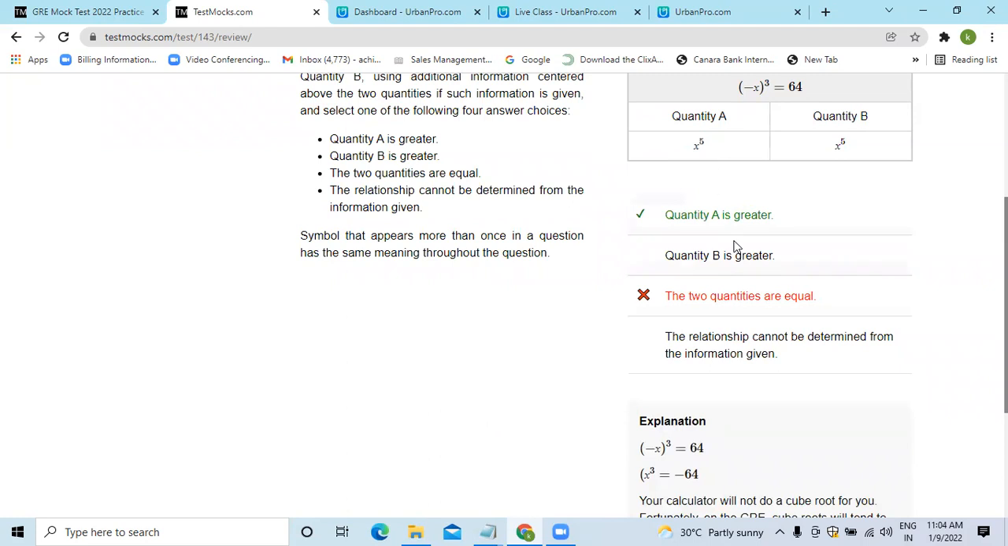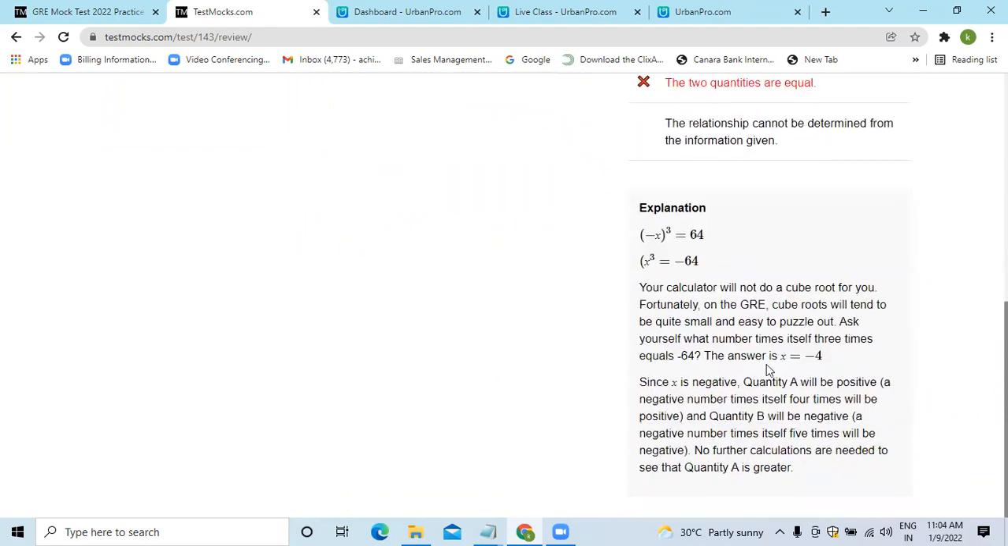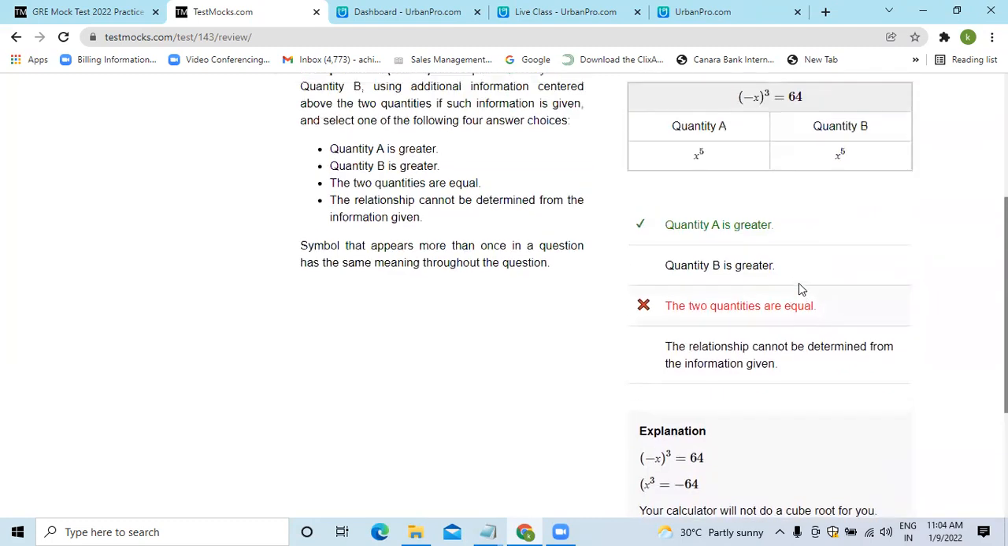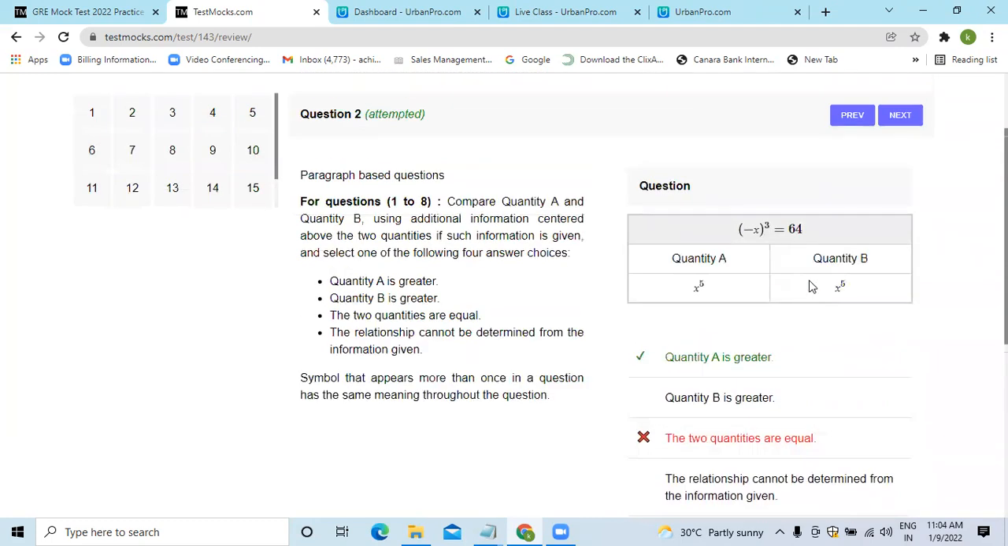So if it is 4, obviously we know that this is positive, right? And the other quantity is negative. So A will be greater. Okay. So we can take the credit for this question also, right? So you've got almost all the questions right, except the one which you did not answer. Great. So this question is also right.